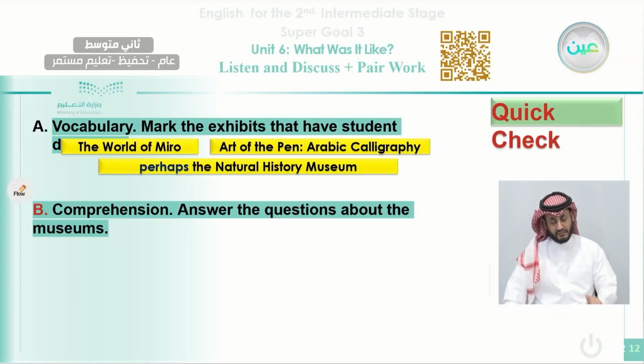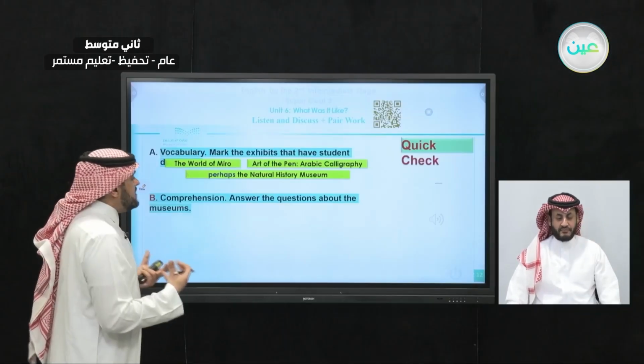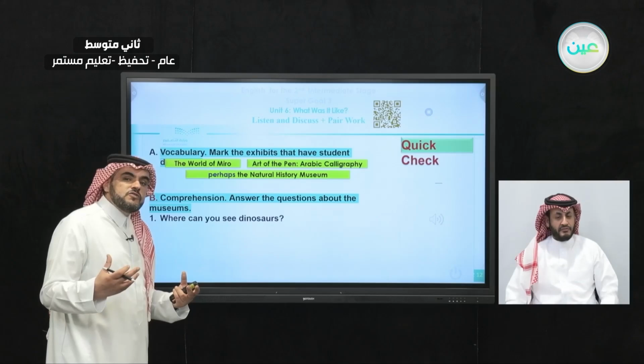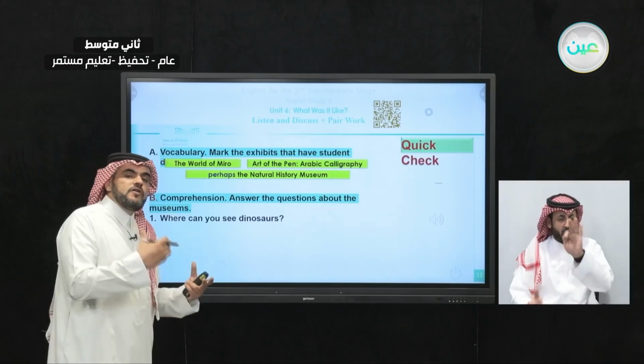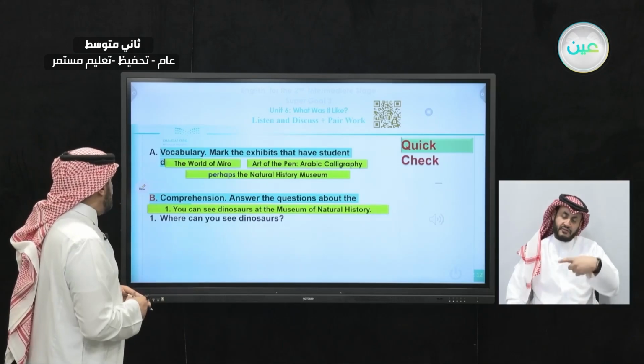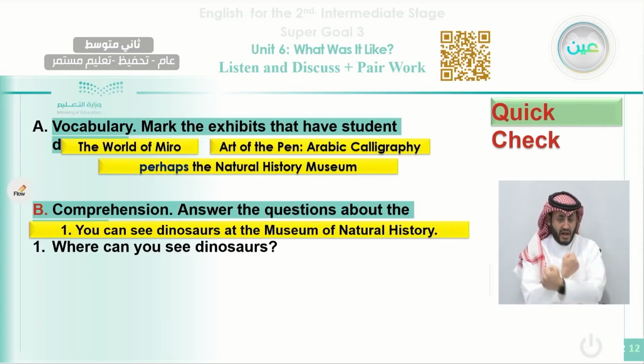And in exercise B, comprehension now. We will check your ability to understand what we have offered to you in the previous 4 slides about the museums. Answer the questions about the museum. The first one here, where can you see dinosaurs? Okay, we talked about dinosaurs. Where can you see them? In which one of these 4 museums can you see them? That is in number 1. You can see dinosaurs at the Museum of Natural History.